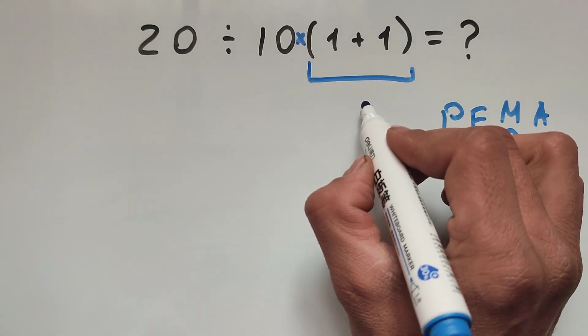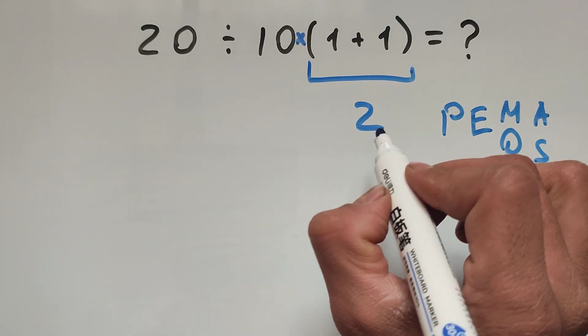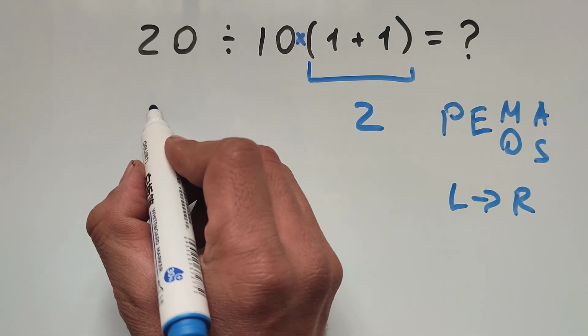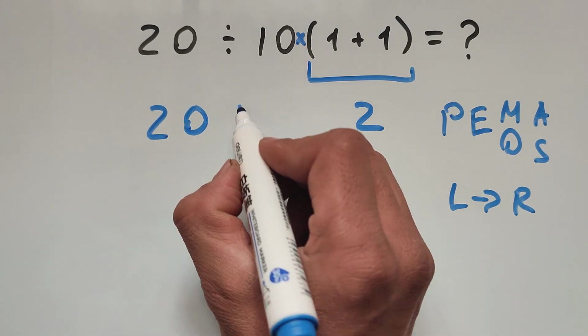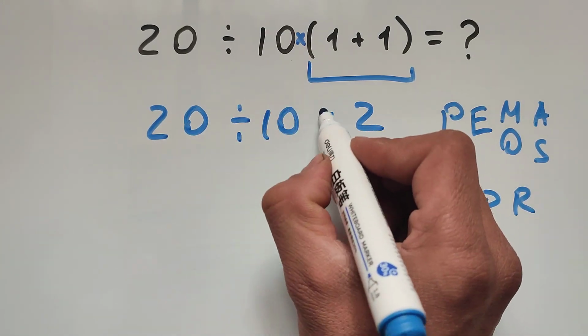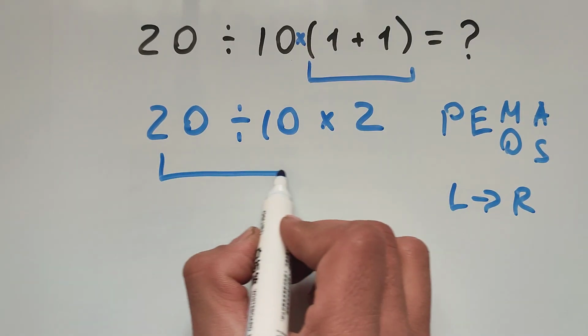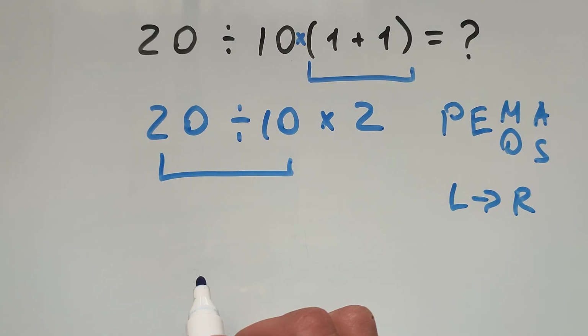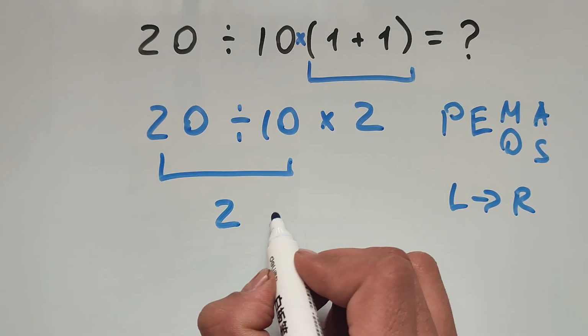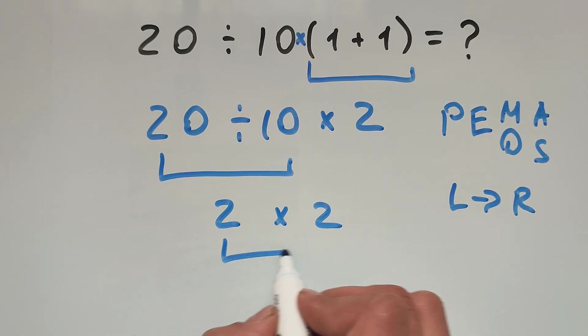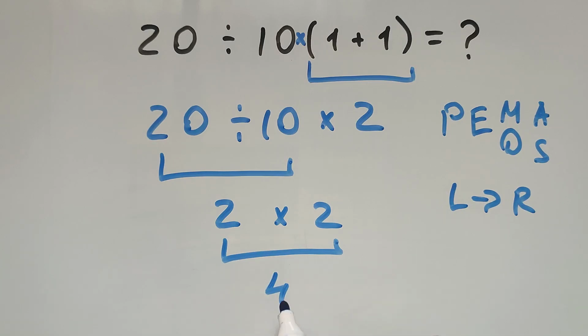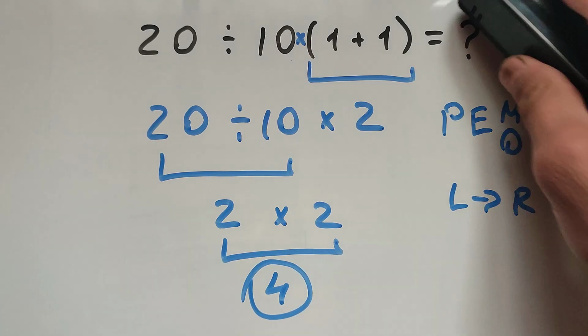1 plus 1 equals 2, and we have to copy the rest of the problem. 20 divided by 10 multiplied by 2. And according to this rule, first we have to work this. 20 divided by 10 equals 2. 2 multiplied by 2 equals 4. This is our correct and final answer. We can copy this answer here.